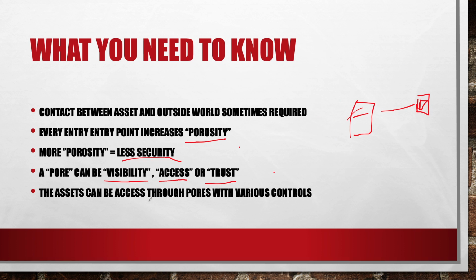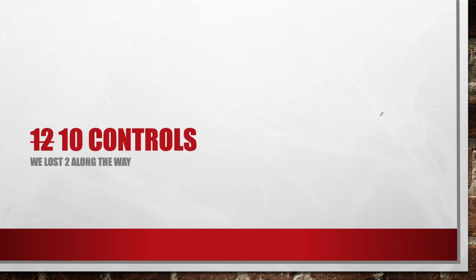Now, the asset can be accessed through those pores. So if we think about our network again, this is our pore. We increased our porosity because we had to allow access, either visibility, access, or trust. And we can include various controls to a porosity, to a pore.